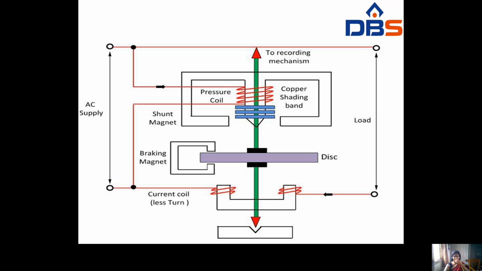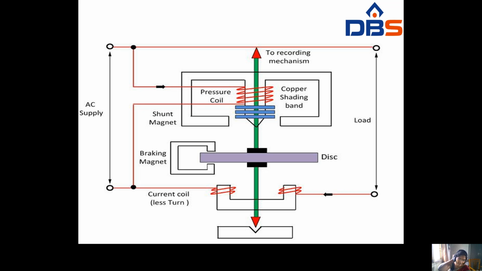See here, whenever you give the supply, first the flux will be produced in this magnet. This flux will be linked with this lower magnet also. At the time of interaction of the upper magnet and lower magnet, the disc will be rotated. At that time the spindle will move, and it records the values.